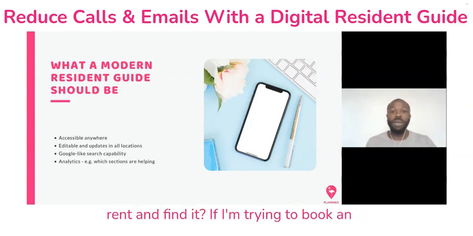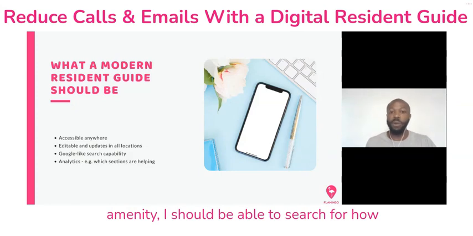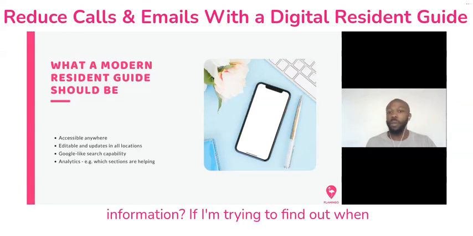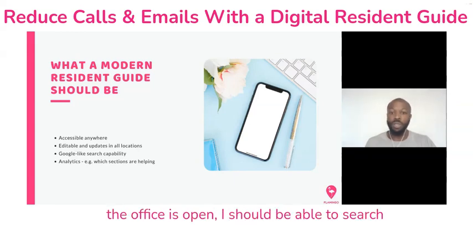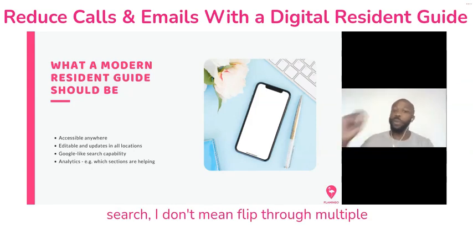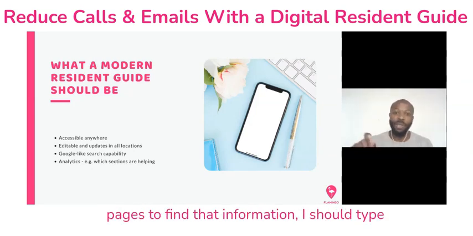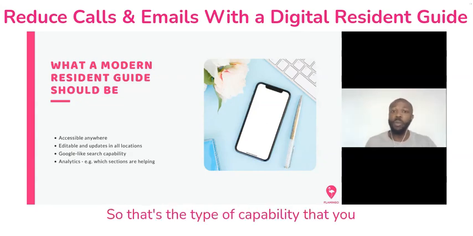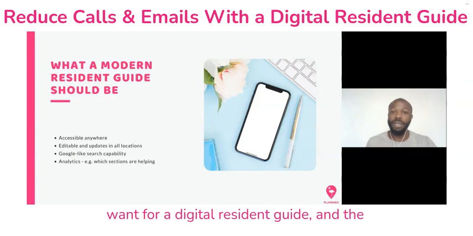If I'm trying to book an amenity, I should be able to search for how do I book amenities and then find that information. If I'm trying to find out when the office is open, I should be able to search for that and find that information. And by search, I don't mean flip through multiple pages to find that information. I should type it in and that information is presented to me. So that's the type of capability that you want for a digital resident guide.